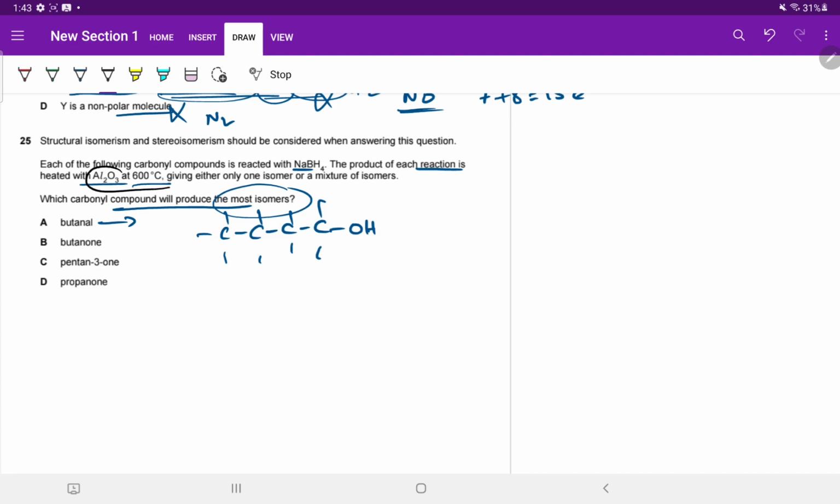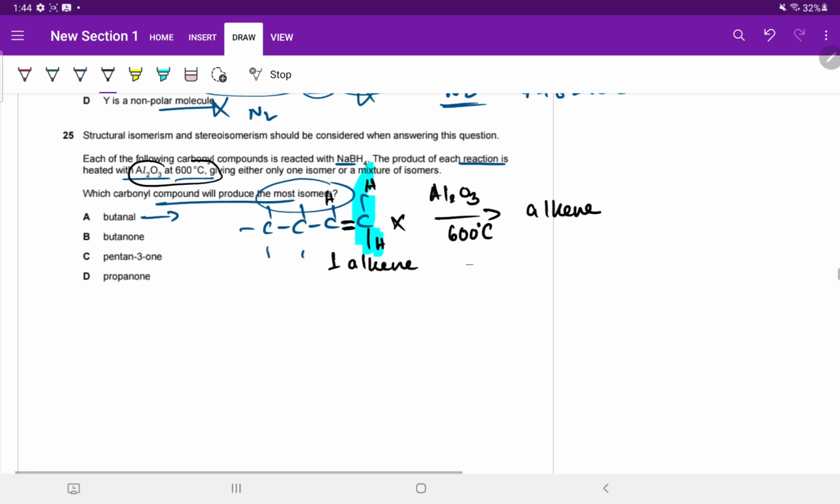This is then heated with Al2O3 at 600 degrees Celsius. So we know Al2O3 causes an elimination reaction to occur, making this alcohol an alkene. Whenever an alkene is formed, this OH is gone and a double bond is formed between the 2 carbons. So over here a double bond is formed. So this is the alkene which is produced. Since this is a primary alcohol, this will only form 1 alkene. This carbon is bonded with 2 hydrogens and the other with 1 hydrogen. Since this double bonded carbon is bonded with 2 of the same type of hydrogen, this will not exhibit any form of cis-trans isomerism.